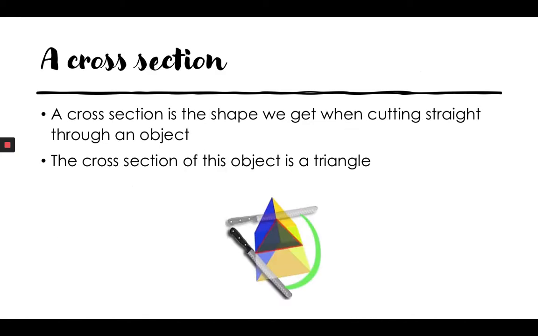You might be asking, what is a cross section? A cross section is the shape we get when we cut through an object. If you were to cut through this triangular prism, the cross section of this object is a triangle, because if we were to hold the knife out and cut through the middle, you would still see the face of a triangle and it wouldn't change the shape.